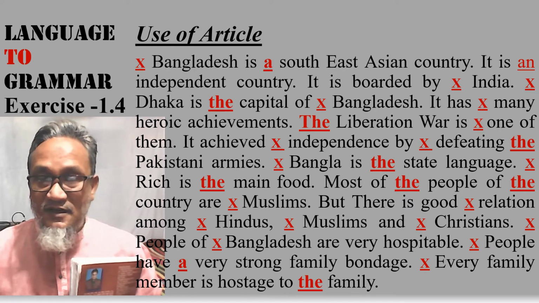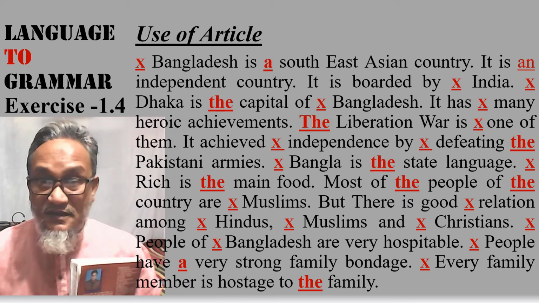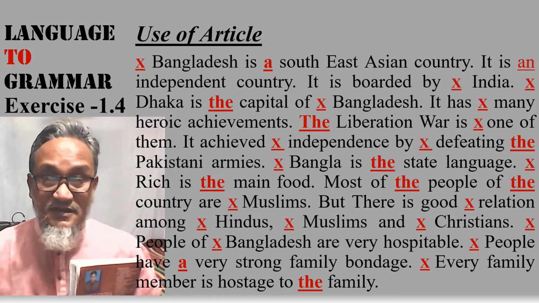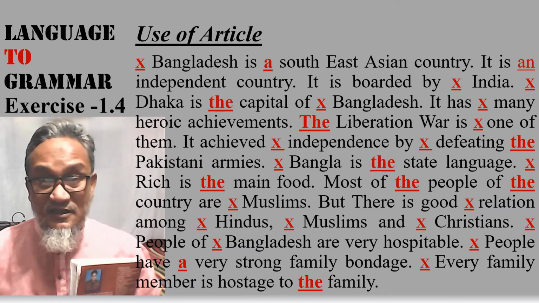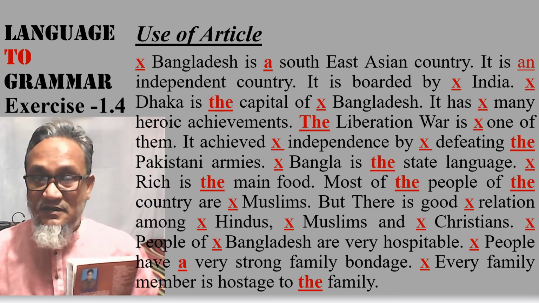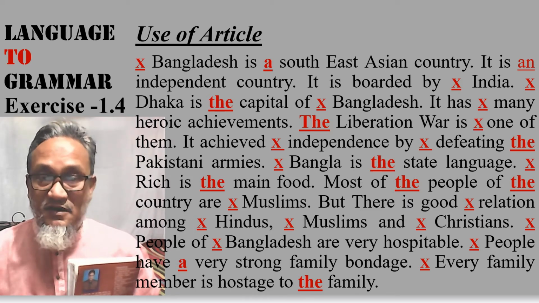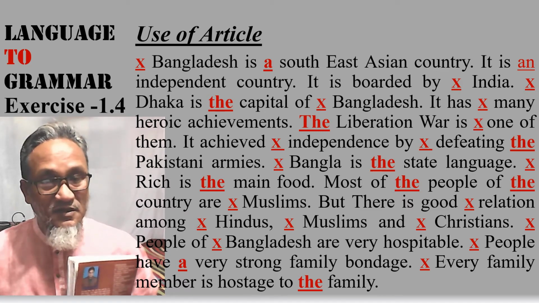It is bordered by India, name noun, so cross. Dhaka, name noun, cross. The capital, this is our capital, definite. That's why use here the. And we can definite a noun in three ways. Natural definite, sun, moon, etc. And second time mentioned me definite and partial definite. Follow me the video.